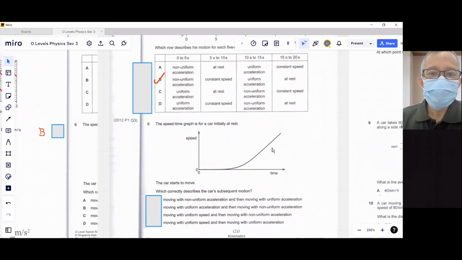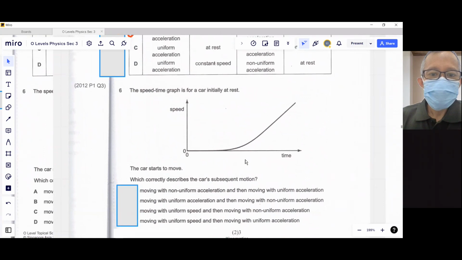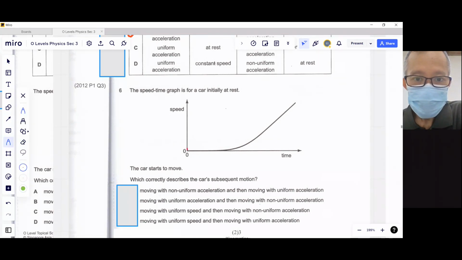Okay, number 6, speed time graph for a car. Which one describes the motion? You don't know. Okay, let's look carefully. Look at this portion. It seems quite flat. So in other words, it's at rest, no? Because the speed is 0.